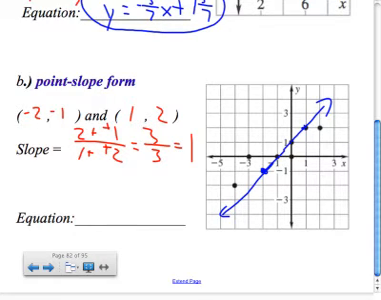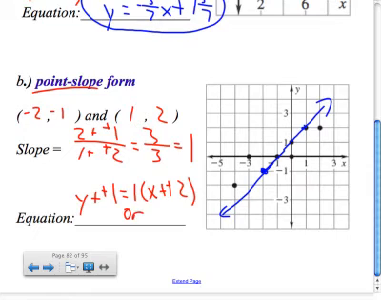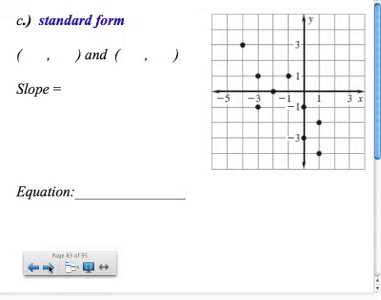And so my equation could be one of two things. Remember, point slope form, that's y minus y1 equals m times x minus x1. So y plus 1 equals 1 times x plus 2. Or you could also write y minus 2 equals 1 times x minus 1. Both of those equations represent the same line. So there's your introduction to this idea of line of fit.